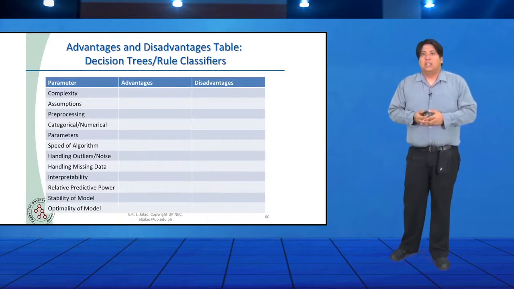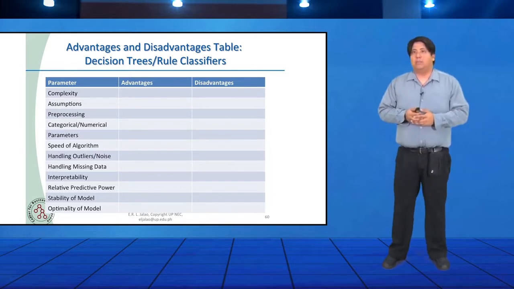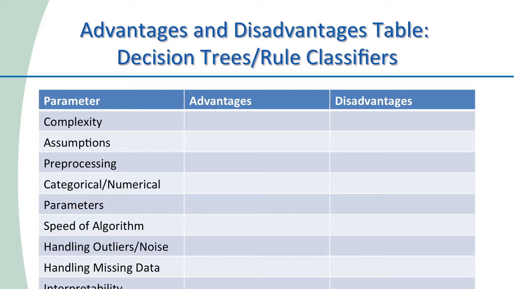Okay, which brings us again to our advantages and disadvantages table. This time, talking about decision trees and rule-based classifiers. Right? In terms of complexity, it is not a very complex methodology. There are other algorithms that are more complex than decision trees, so it's an advantage. One good thing about decision trees and rule-based classifiers is that they have no assumptions. We're not assuming that the data are independent. We just feed the data into our model, and that's it. So that's sometimes an advantage.